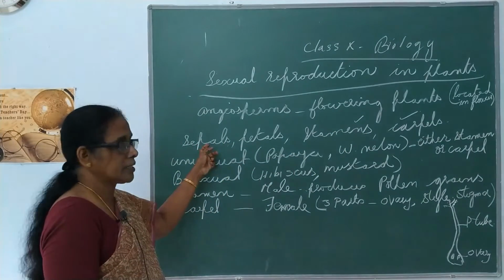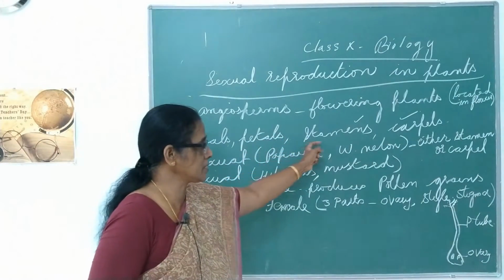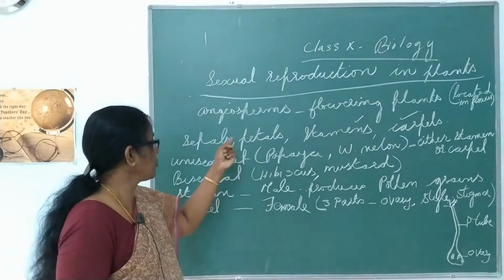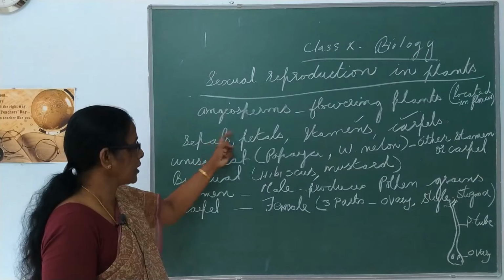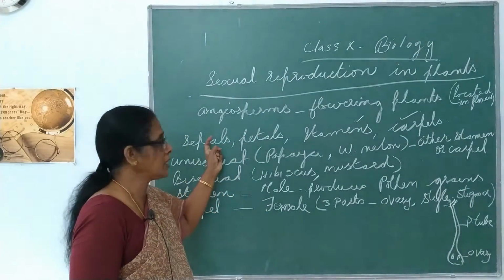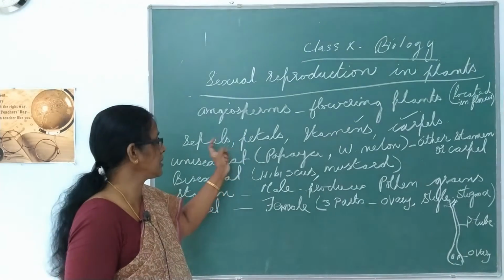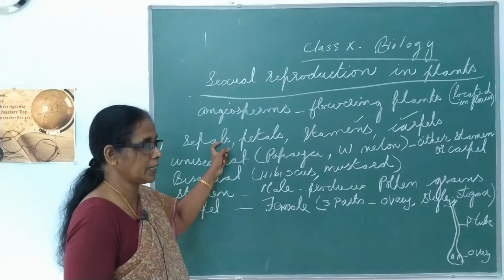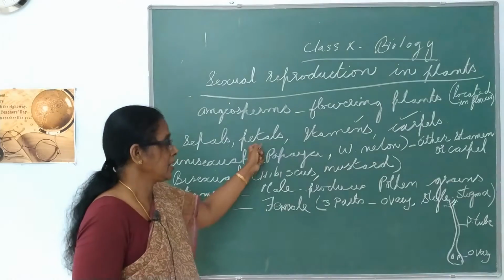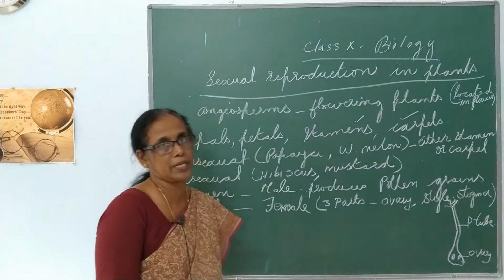What are the parts of a flower? Sepals, petals, stamens, carpels. This we have studied in the lower classes. Do you know what a sepal is? You have heard about the petal. Sepal means the covering on the petal. If you take a shoe flower, you can see the green color. That green color is the sepal and the red color is the petal. Then the reproductive organs are the stamens and the carpels.